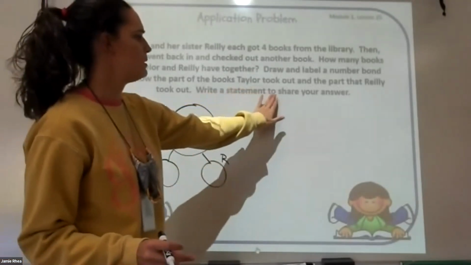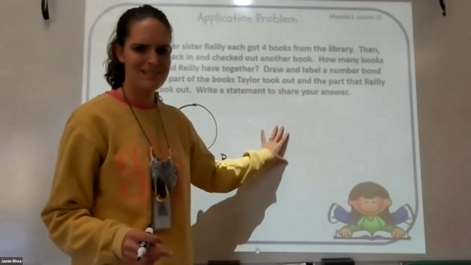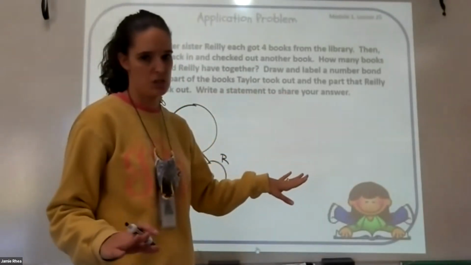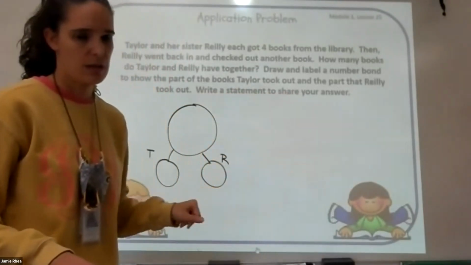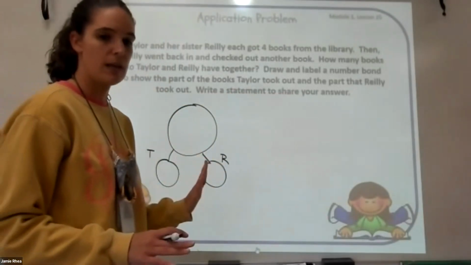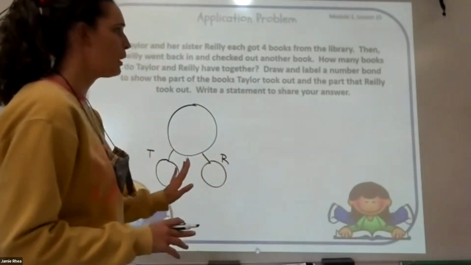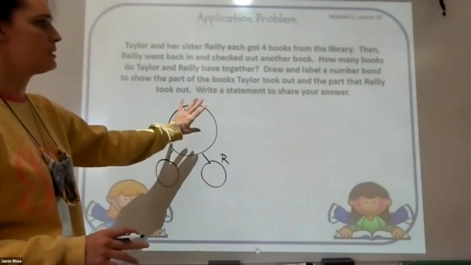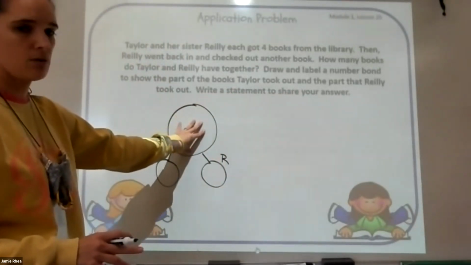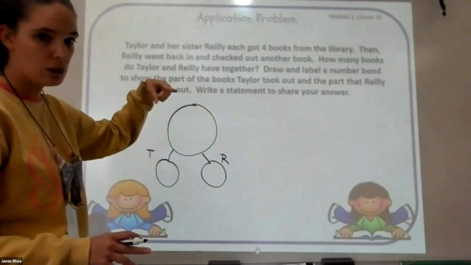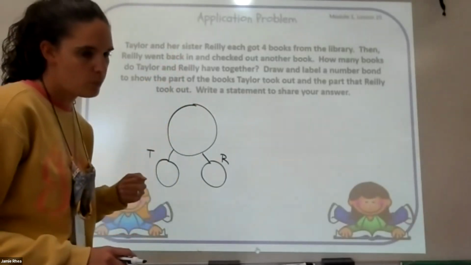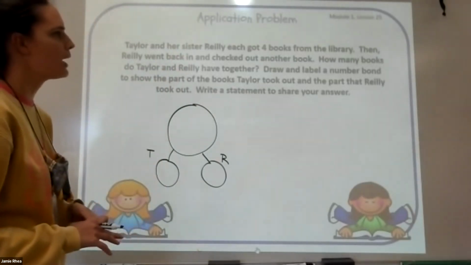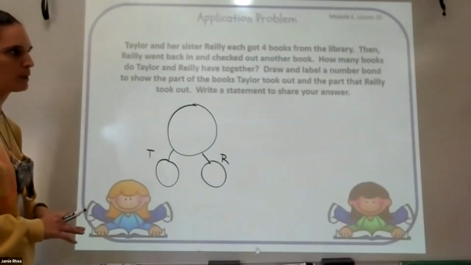So now let's read and see what else we need to do. Write a statement to share our answer. Now, can we write a statement template? No, because we don't have any information yet, so we can't write our sentence out, okay? So we're going to wait and do that at the end. But right now, we're going to draw and label our bond to show the part of the books that Taylor took out and the part that Riley took out. So let's go back and look for our clues. What is our important information to help us solve this? Taylor and her sister Riley each got 4 books from the library.